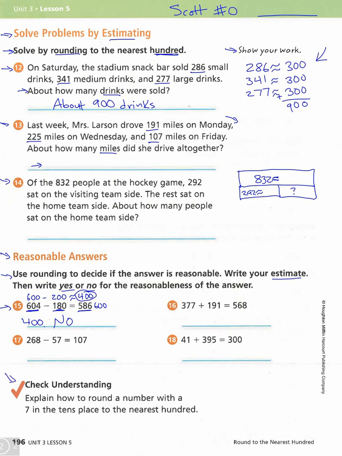Okay, so now we are down here with check for understanding. It says to explain how to round a number with a 7 in the tens place to the nearest hundred. So think of a 3-digit number that has a 7 in the tens place. How would you round that, knowing what we know about rounding numbers? You can use this space over here to write that out. You could continue down here if you need to. All right, you can go ahead and stop the video or pause it, but that's the end of lesson 5. Good job.